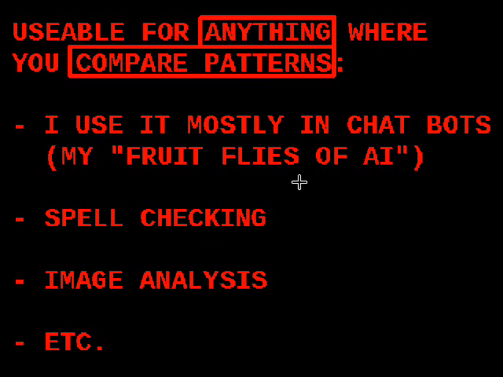This is a very abstract idea. It is usable for anything where you can compare patterns. I am mostly using it in chatbots, which, as I have mentioned a few times, are my fruit flies of artificial intelligence. You could use that, of course, for spell checking, image analysis and comparison, etc. Really for anything where you can make out ordered patterns along any sort of dimensions and which you would wish to compare. I'm going to show you actually sample implementations regarding all 3 of the mentioned uses here.